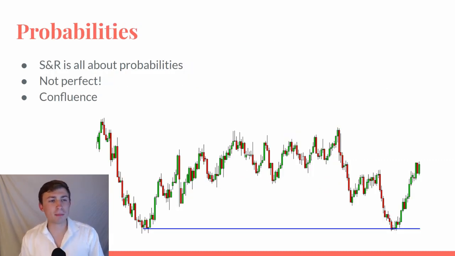So moving on, talking about probabilities. I mentioned a couple times already, support and resistance is not perfect, but it is a game of probabilities. And there are some ways that we can actually combine multiple factors to give us a better chance of success when using support and resistance. A lot of times people will say support and resistance will work, but you need to combine it with other things. I totally think that's true. Support and resistance by itself may not be the answer, but support and resistance combined with other key factors, or confluence, may be a great way to look for opportunities in the market.